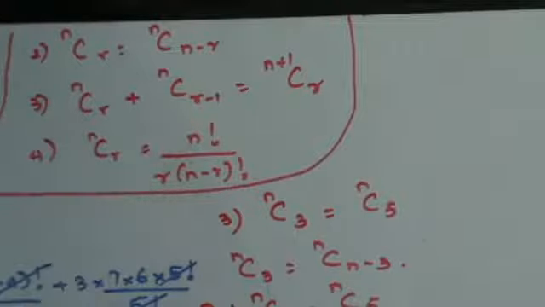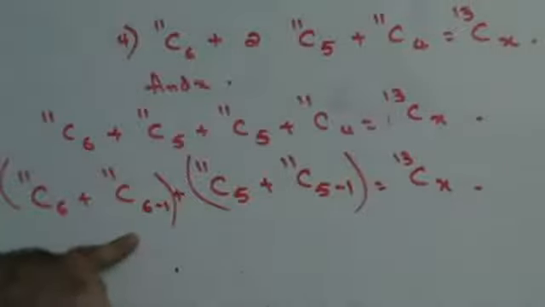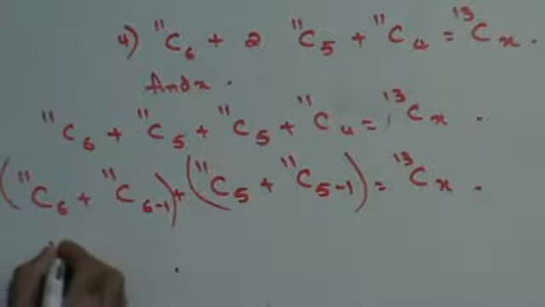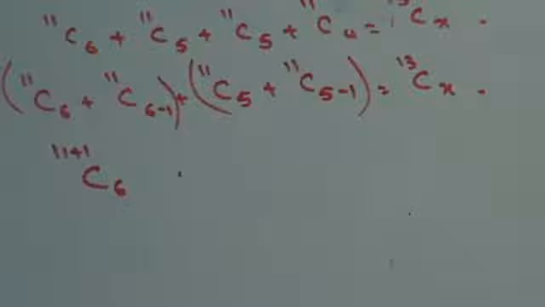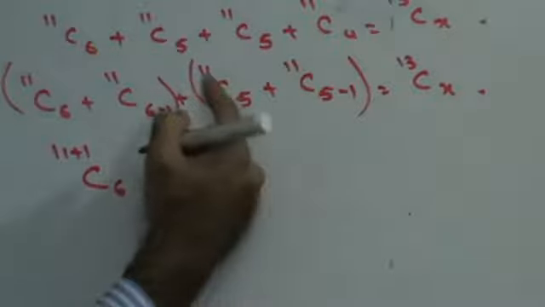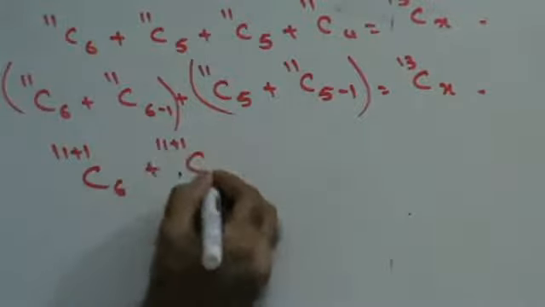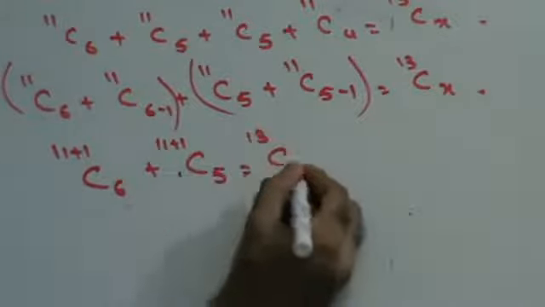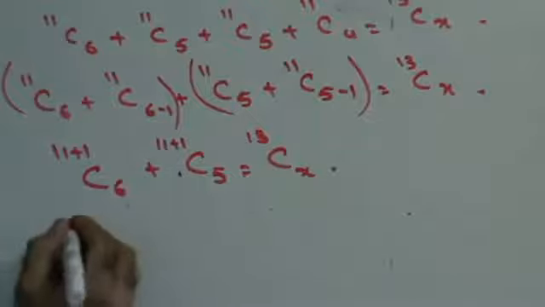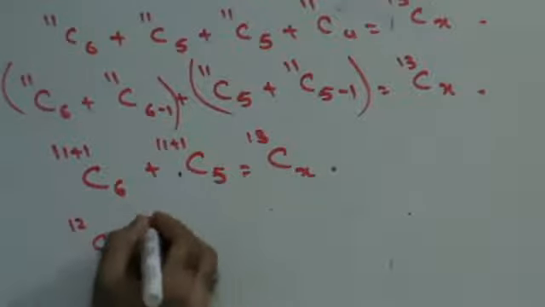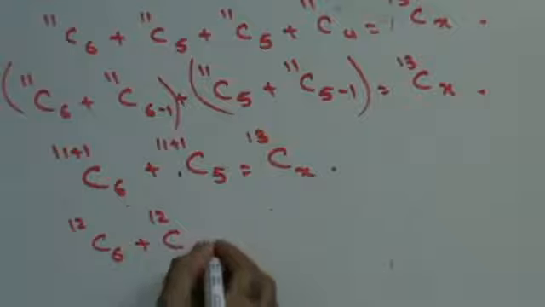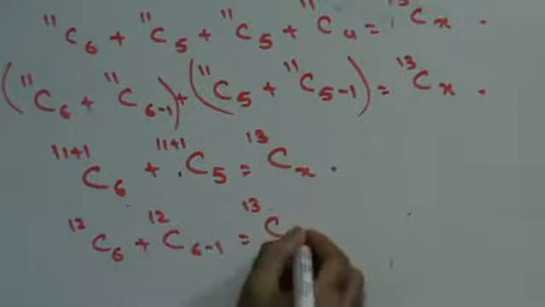Can we see the third formula? nCr plus nC(r minus 1). Is this in that format? nCr plus nC(r minus 1). So by formula this should be (n plus 1)Cr. In the same way, nCr plus nC(r minus 1) should give you (n plus 1)Cr is 13Cx. So I can therefore say 12C6 plus 12C5, 5 can be written as 6 minus 1, is 13Cx.